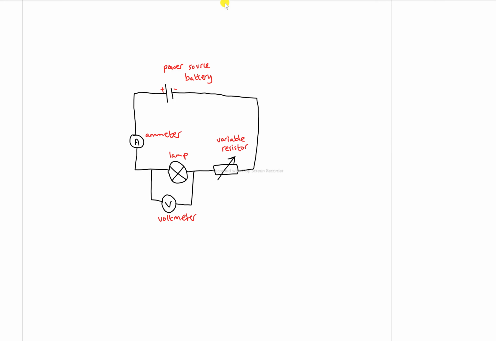Right, what does the variable resistor do? It changes the voltage across here by increasing or decreasing the resistance across there. So as voltage drop across here changes, the voltage drop across there will change. Let me get rid of all that. Right, okay, I think that should do it.